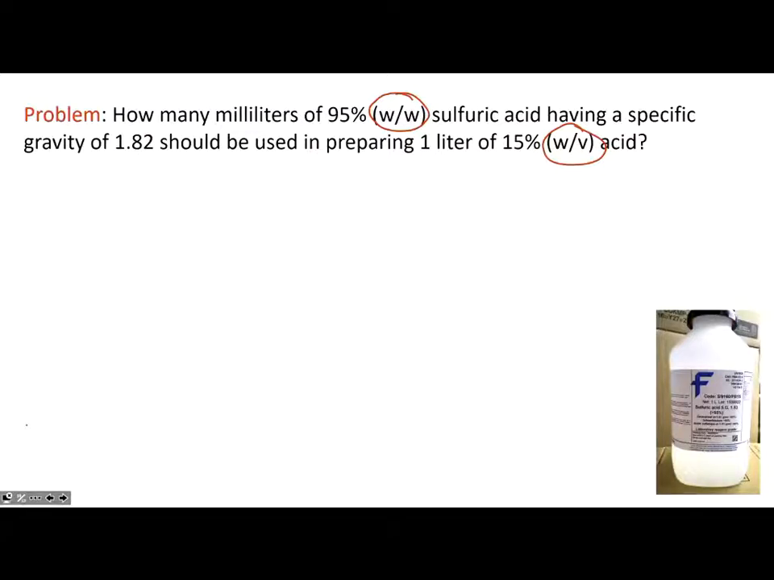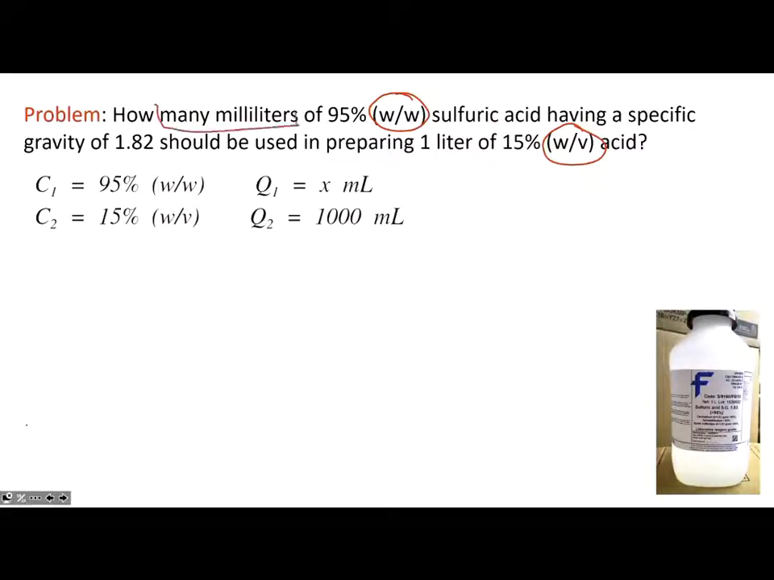But let's set up our C1s, Q1s, C2s, Q2s, just like we've done before. What are we starting with? We're starting with how many milliliters of the 95%. So I'm going to set my quantity of number 1 to x. I do not know how many milliliters, so that's x milliliters, but I know its concentration is 95% weight per weight. So my C1 is 95% weight per weight. My Q1 is equal to x milliliters. That's what I'm starting with.